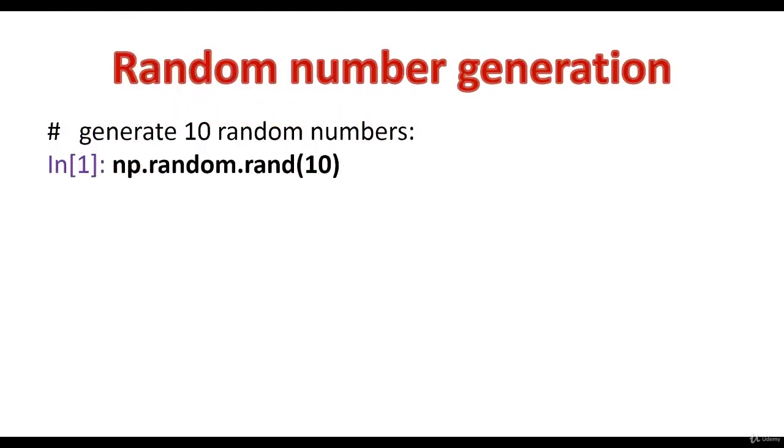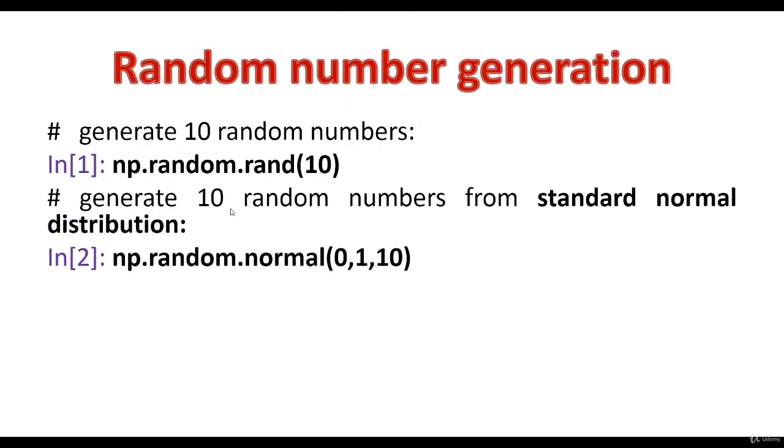Random number generation. To generate 10 random numbers, the code is np.random.rand, with 10 in parentheses. To generate 10 random numbers from a standard normal distribution, the code is np.random.normal. 0 stands for 0 mean, 1 for 1 standard deviation, and 10 is how many random numbers you want.